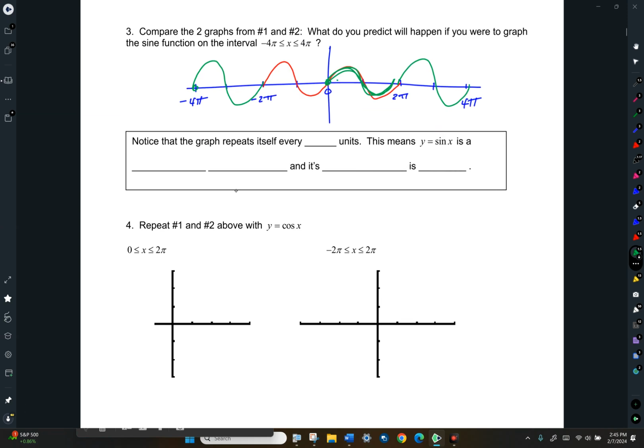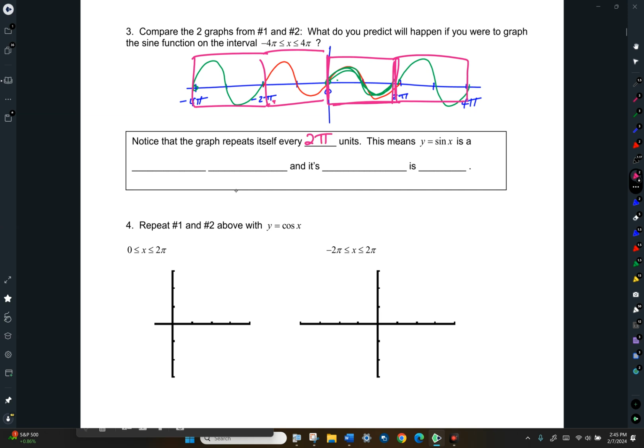It says, notice the graph repeats itself every how many units? Well, how much did it take to get one full section? Wasn't it from here to here? That's the shape that kept repeating itself, right? I've got the same shape right here, and right here, and right here. And every one of those boxes is how wide? Well, it's 2 pi units wide.